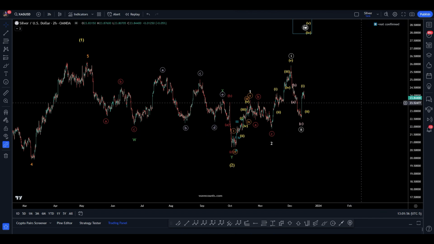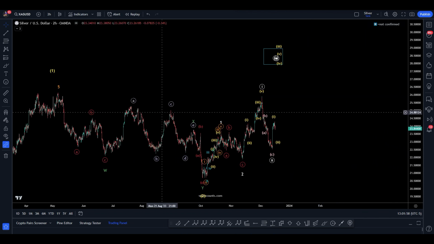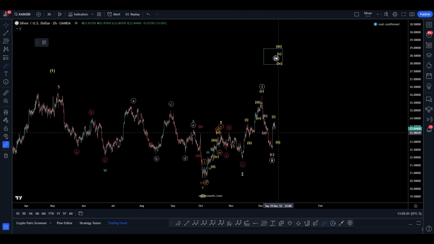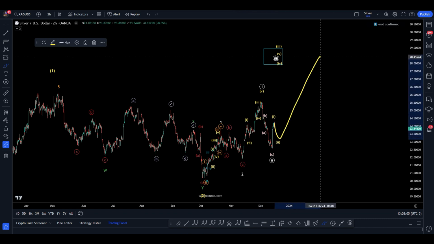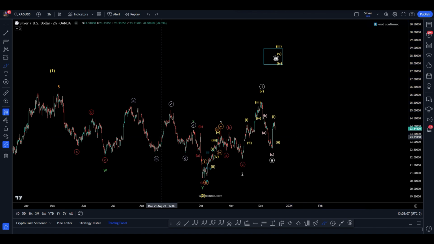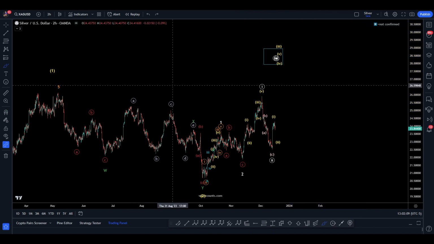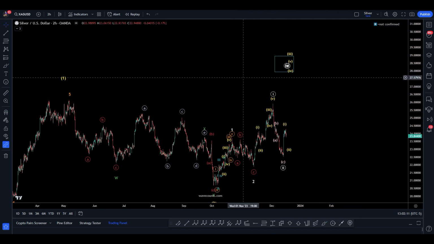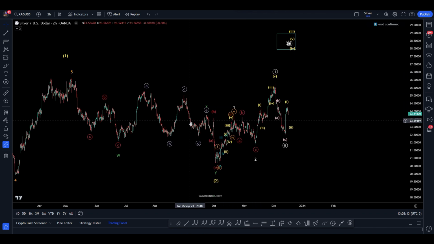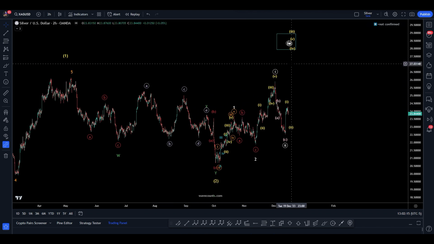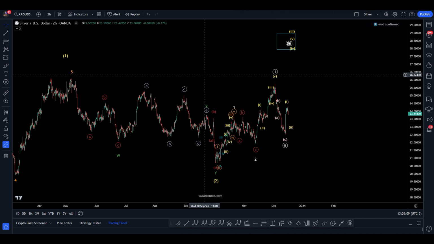And gold and silver should join the rocket ship together. The expectation here is you're going into your 3 of your 3 of your 3. So there we are, gold and silver in a nutshell. Next time, see ya.